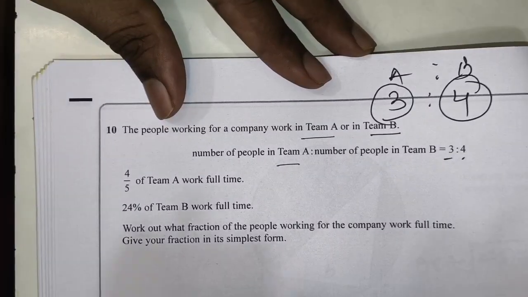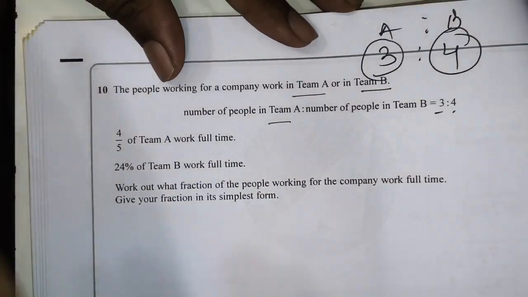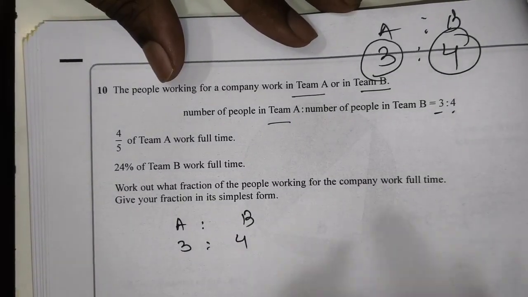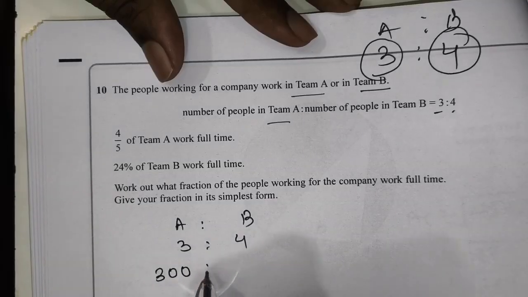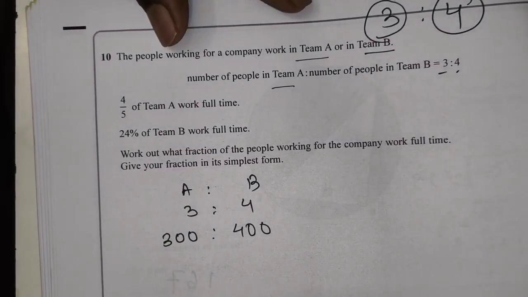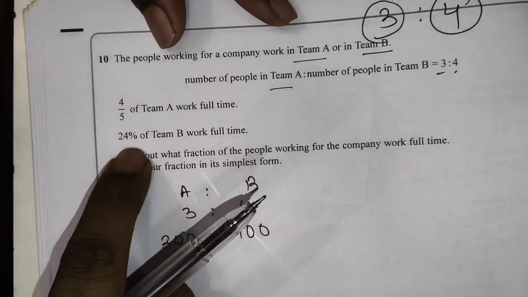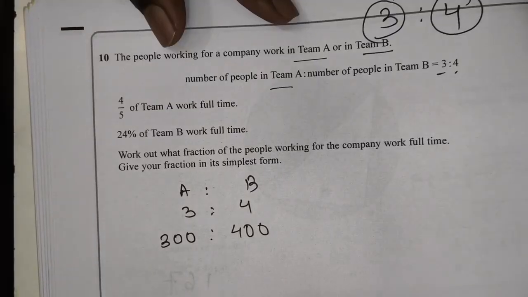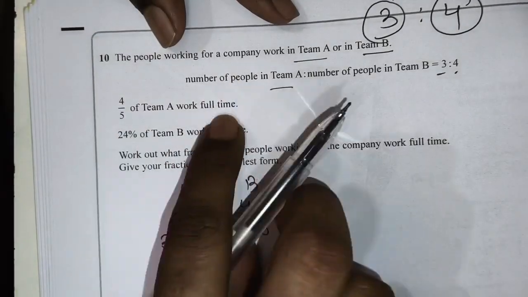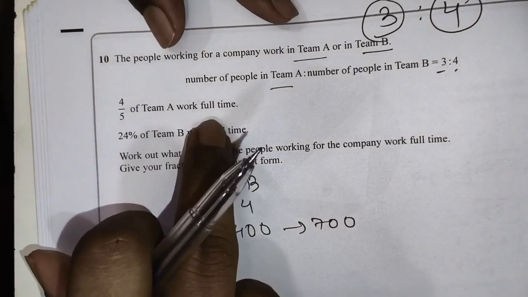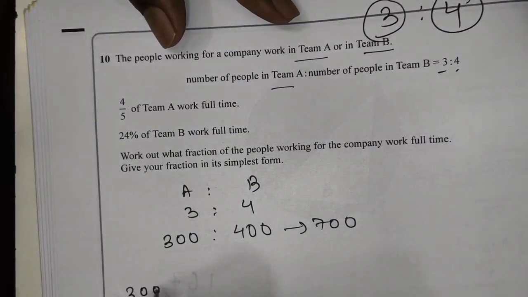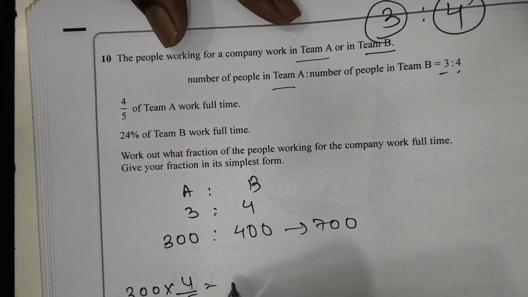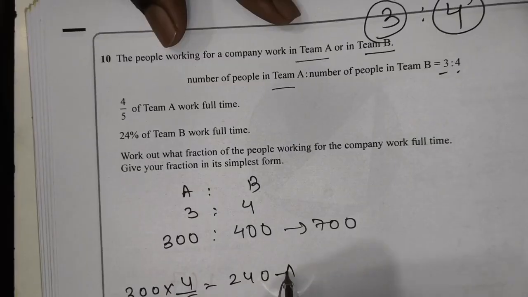Okay, no problem. Now, in this case, what should you do? You should always take a simple number. So if A to B ratio is 3:4, correct? Simplest question you can get is 300 to 400, the simple ratio, because percent is involved, right? Whenever percent is involved, to avoid decimals in the question, always take 100s. 300 to 400, total 700. 4/5 of team A works full time. So 300 into 4/5 is equal to how much? 240.